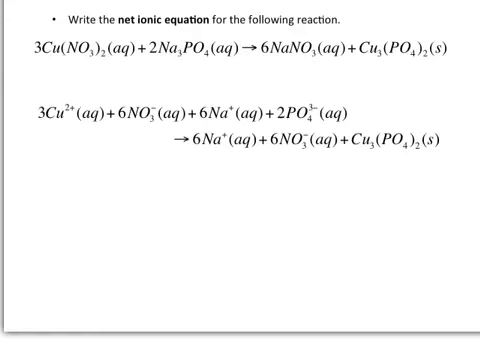All right, finally, I have the same equation. I just have the complete ionic equation typed out here, and we want to now write the net ionic equation. So what I'm looking for is the spectator ions. So I have 6 nitrates and 6 nitrates, so that's a spectator ion. I can cancel those out. I have 6 sodiums and 6 sodiums. It's a spectator ion, so I'll cancel those out. And the coppers and the phosphates are not identical on both sides, so my net ionic equation is the following.